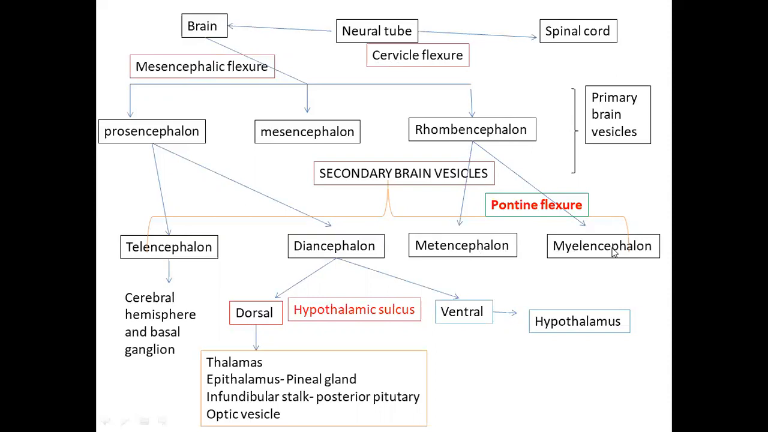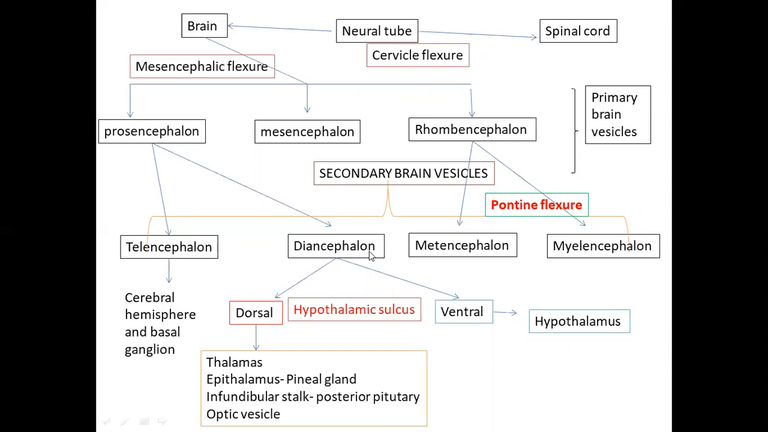Myelencephalon will form the medulla oblongata. Now this prosencephalon is also known as forebrain. It divides into a terminal telencephalon and a diencephalon. The telencephalon will form the cerebral hemispheres and the basal ganglia and also the olfactory bulbs.